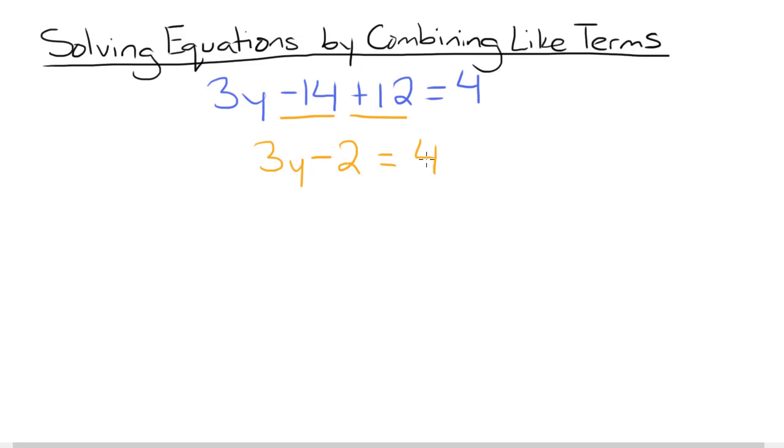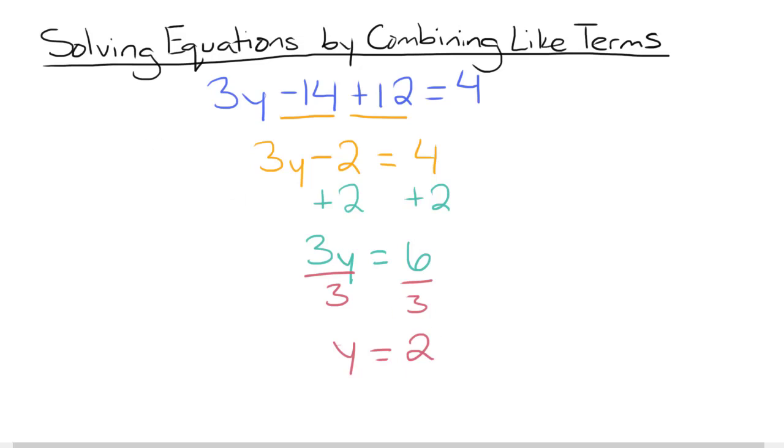And now we solve like a two-step equation by adding 2 to both sides, which will leave us with 3y on the left side, and 4 plus 2 is 6. And then to solve for y, all we have to do is divide both sides by 3. So we have y equals 6 divided by 3 is 2.